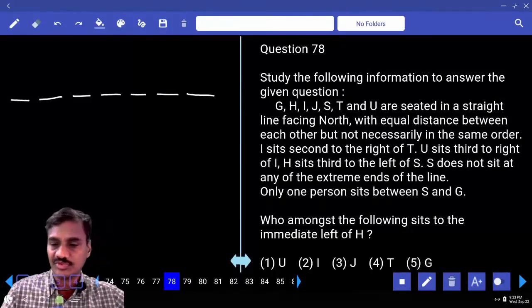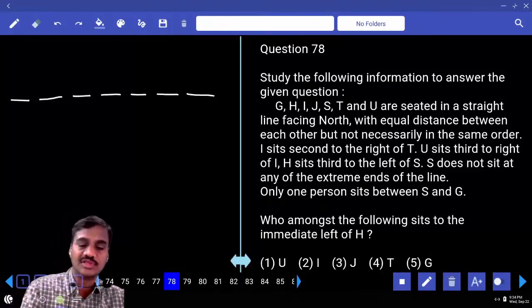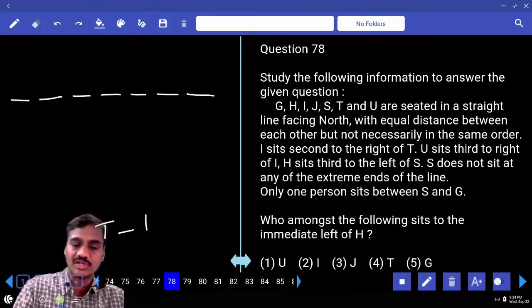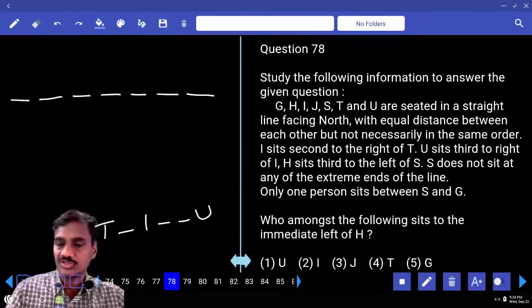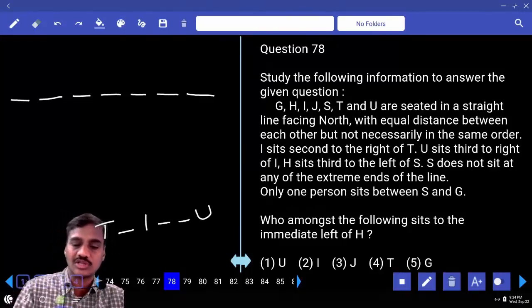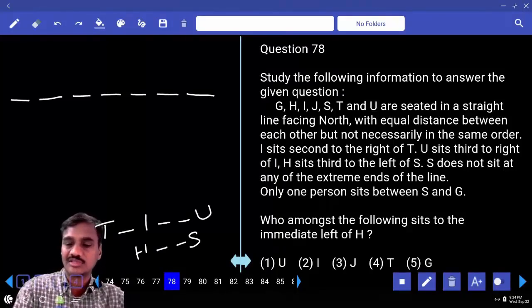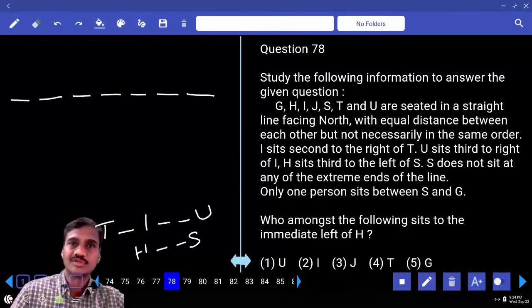First information: I sits second to the right of T. U sits third to the right of I. 1, 2, 3. H sits third to the left of S. And S does not sit at any of the extreme ends of the line. Only one person sits between S and G. Now this is the information given.